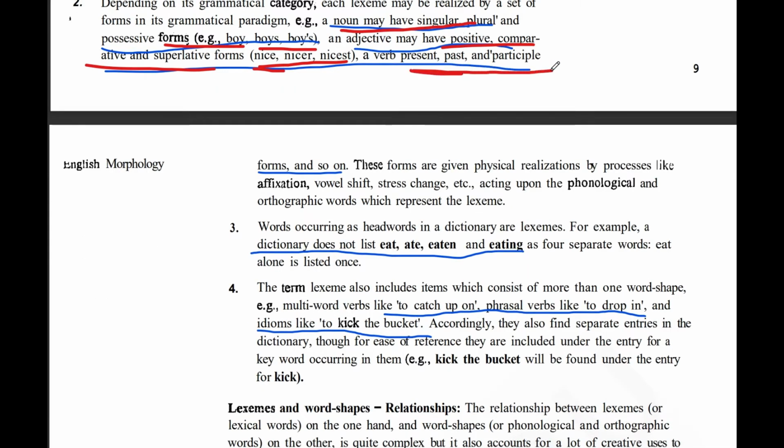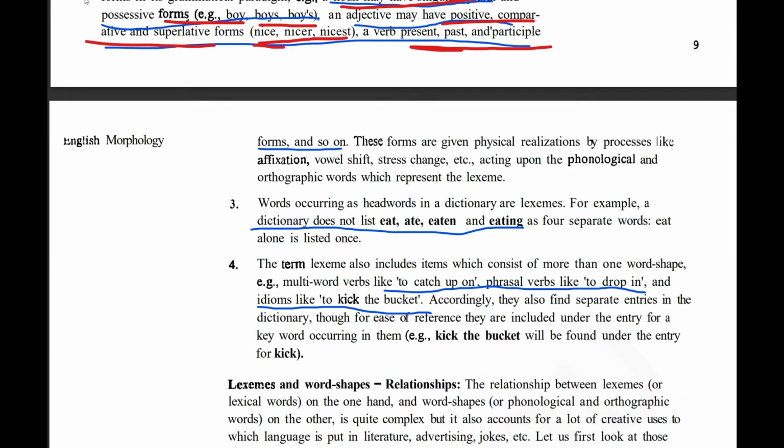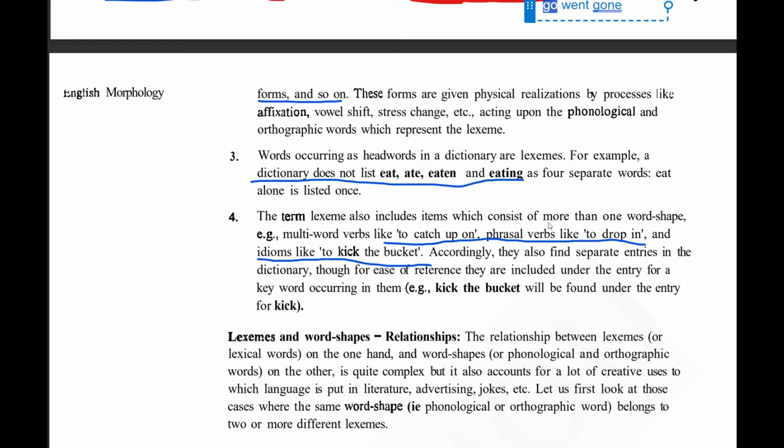Or it can come into a verb form like past, present, or participle. For example, go, went, gone. These would all be the forms of the same word, right? If I say go, went, or gone, they are all forms of the same word go. This is still talking about the action of going. We all know what go is. It also comes as the head word in a dictionary. For example, a dictionary does not list eat, eaten, and eating as separate words. It just mentions eat alone, and it is listed only once.